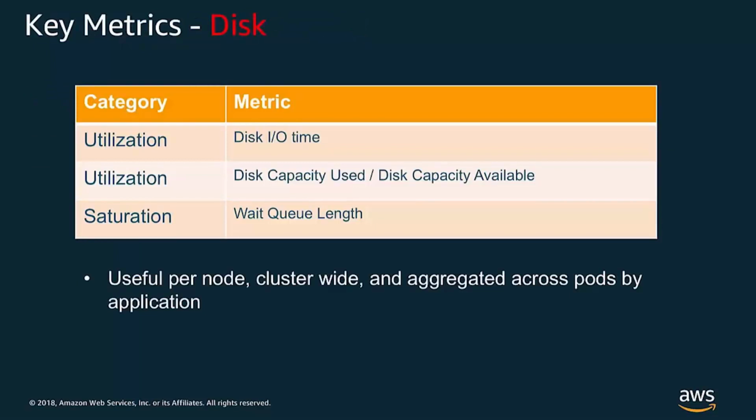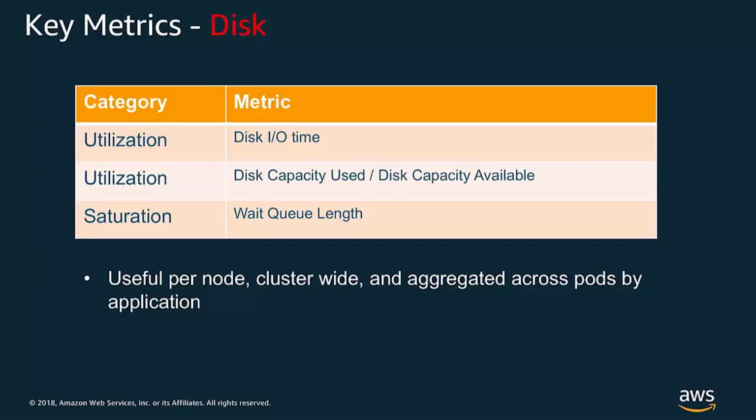So disk is also important. And there's a couple different ways of looking at utilization for disk: I/O time, and then disk capacity. And then for saturation, we would be looking at something like the queue length of the disk. So processes waiting to write or read from the disk.